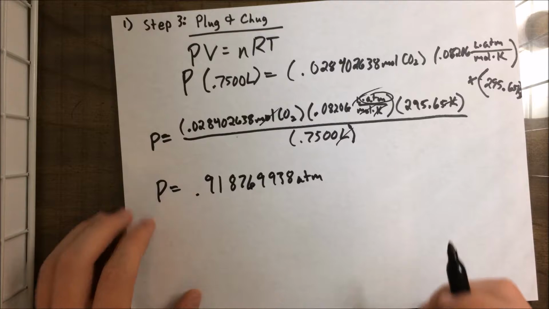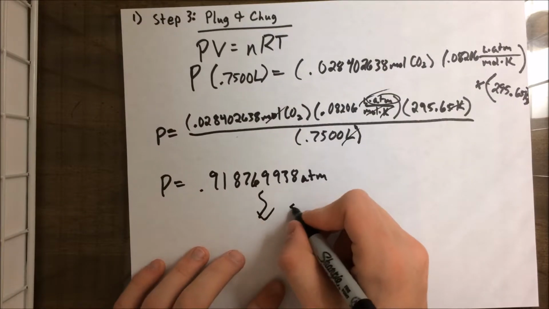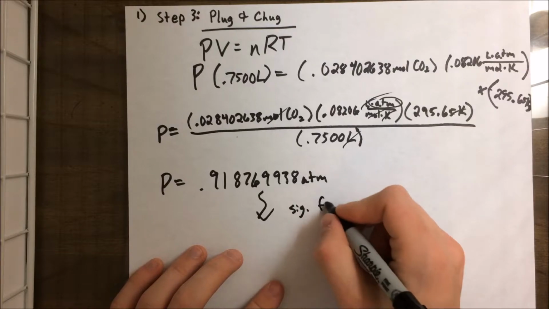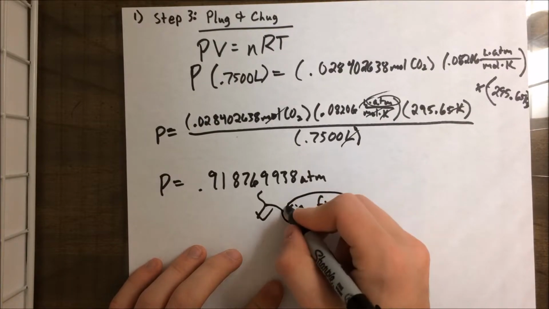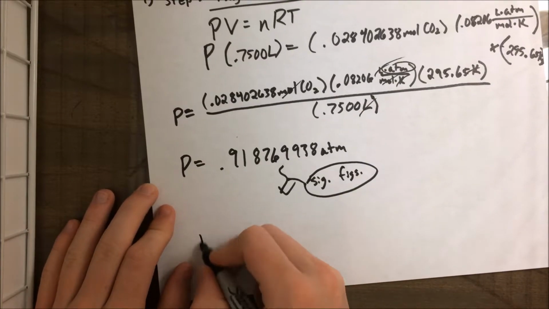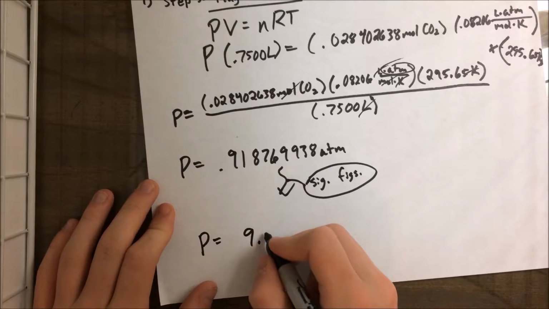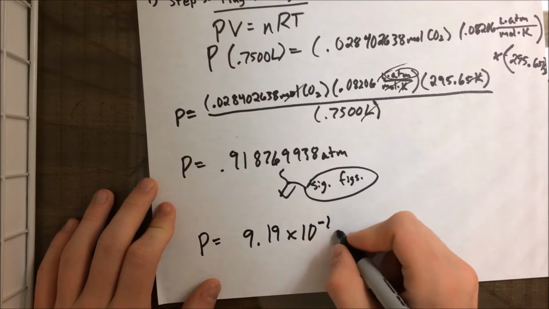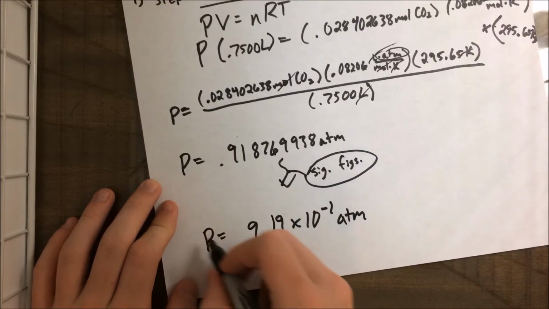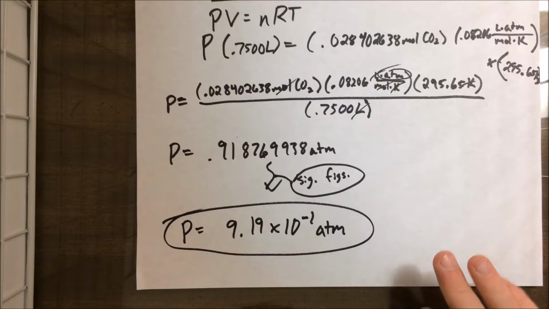us with atmospheres. Okay, so that's not our final answer though, because we need to take into account the significant figures. Okay, so then our pressure is 9.19 times 10 to the negative first atmospheres. And that's our final answer. Okay, so now let's do another example.